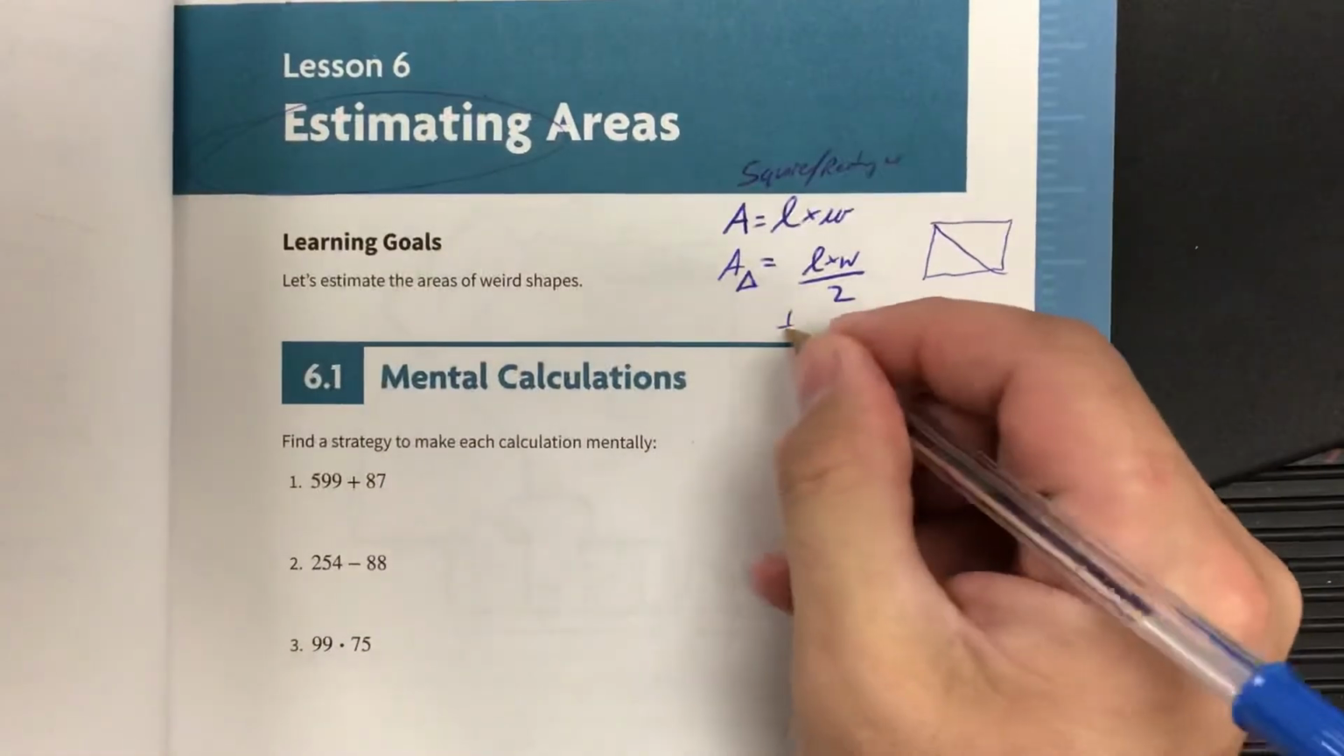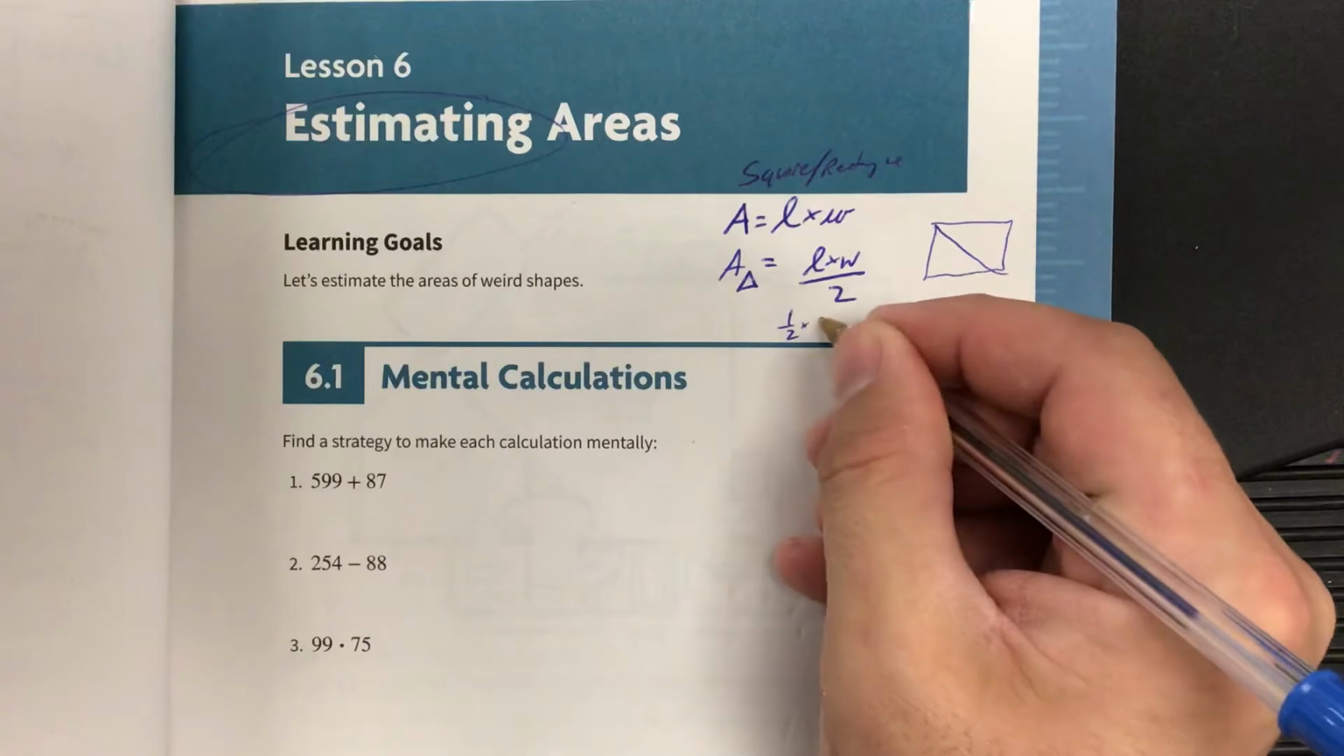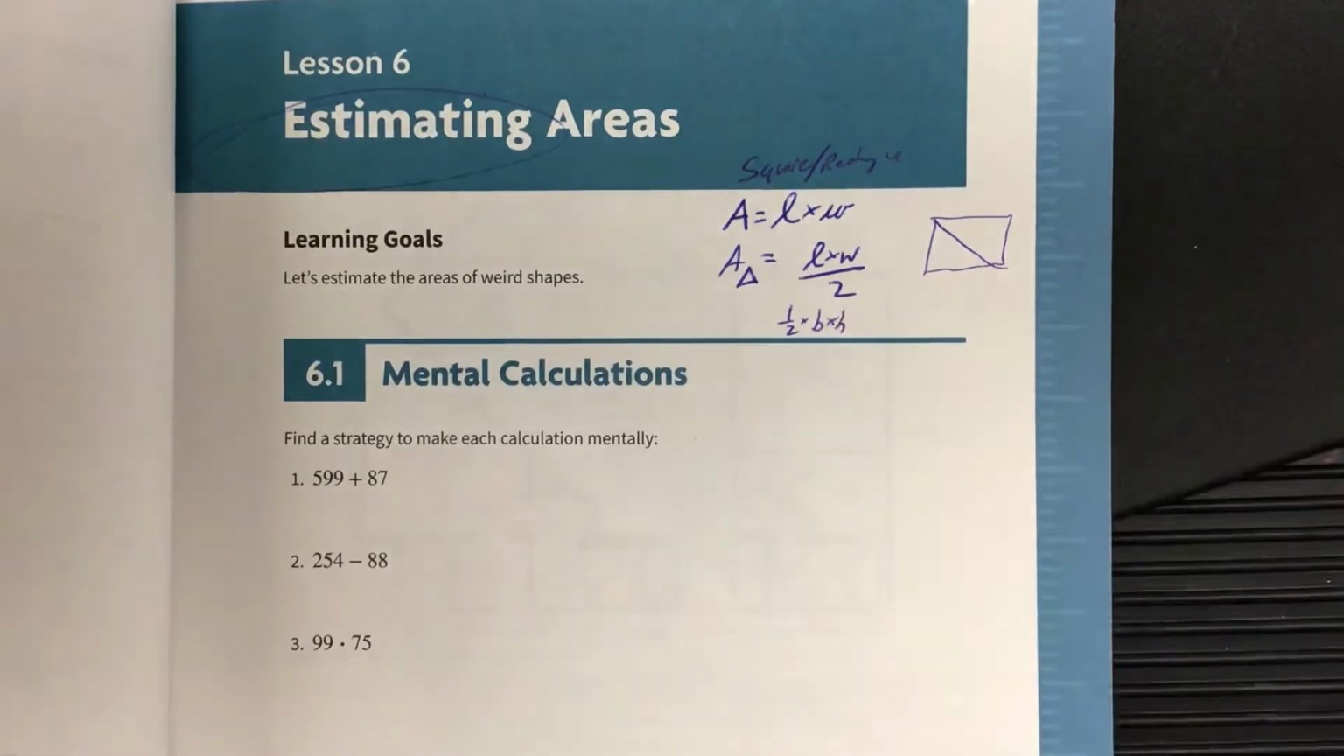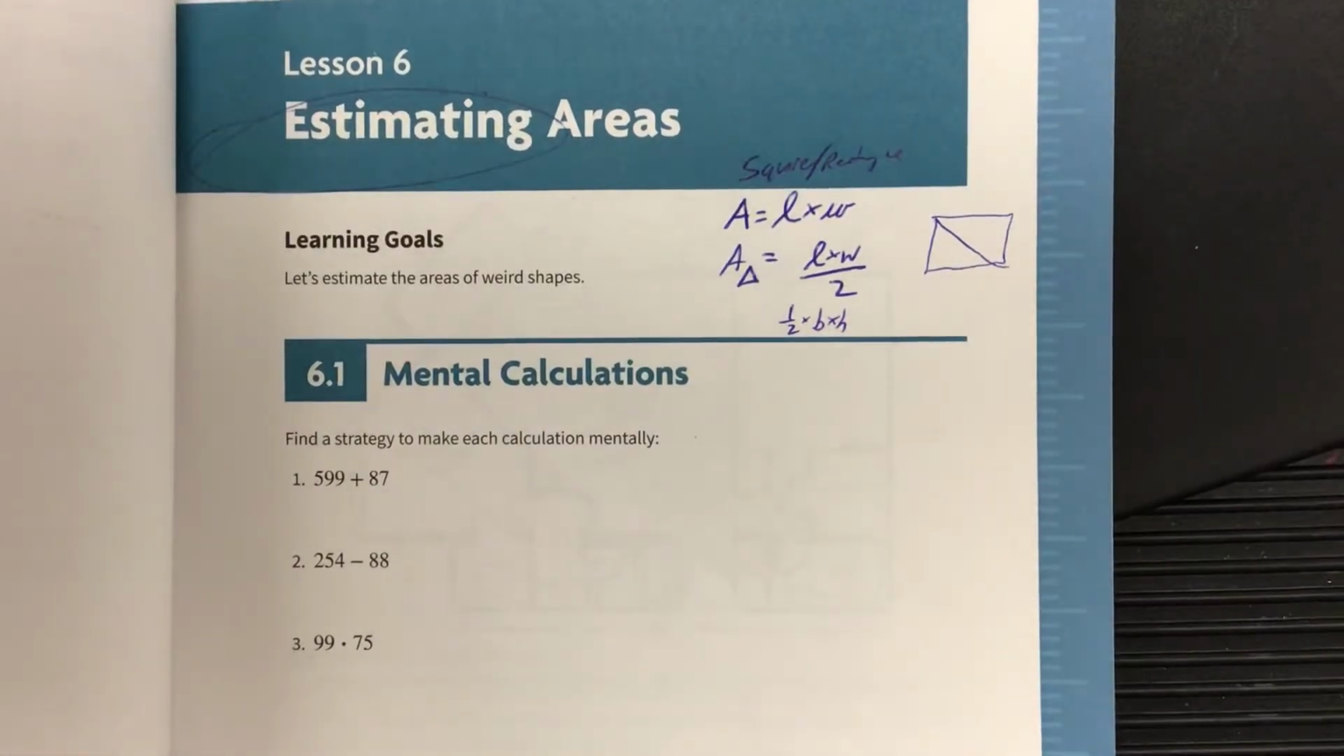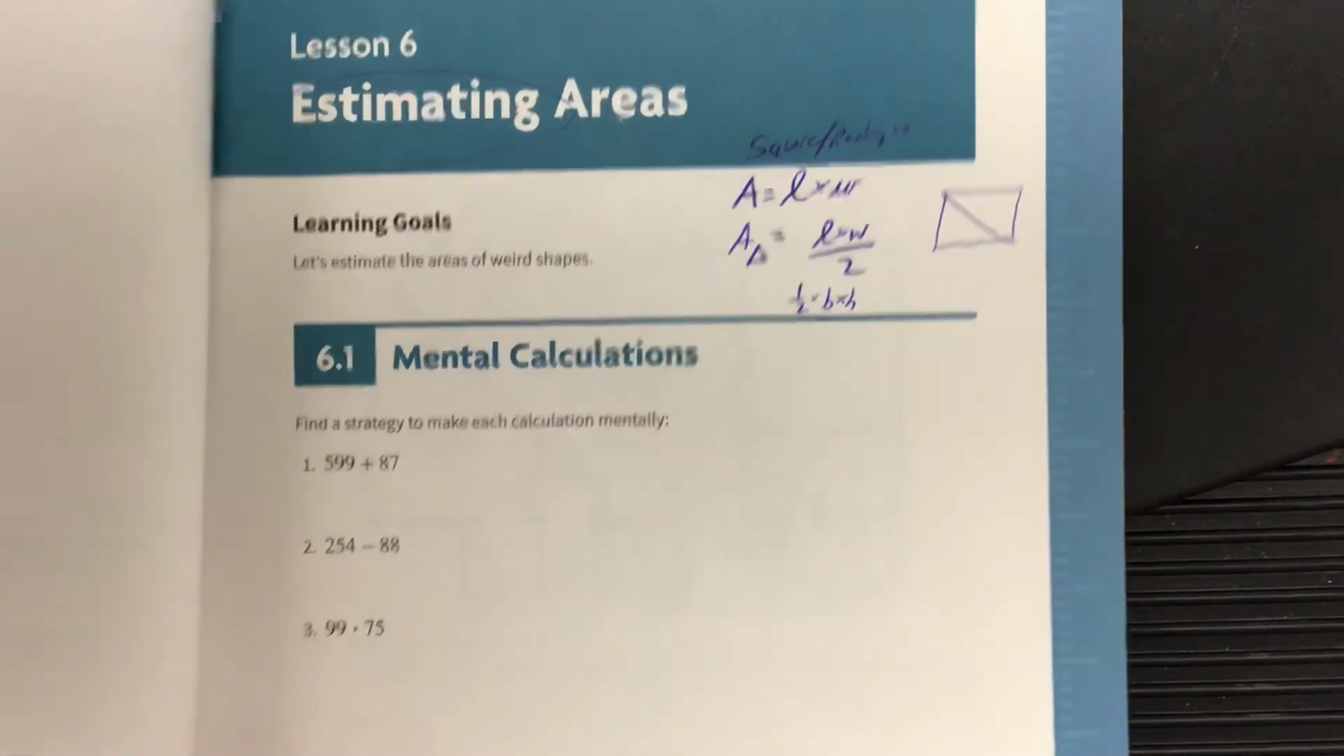Some people will say 1/2 the base times the height, or length times width. Dividing by 2, multiplying by half is the same thing. We're not going to cover circles yet, but those are the 2 formulas you're going to need to know today. So number 1, finding little tricks to save us some time here.